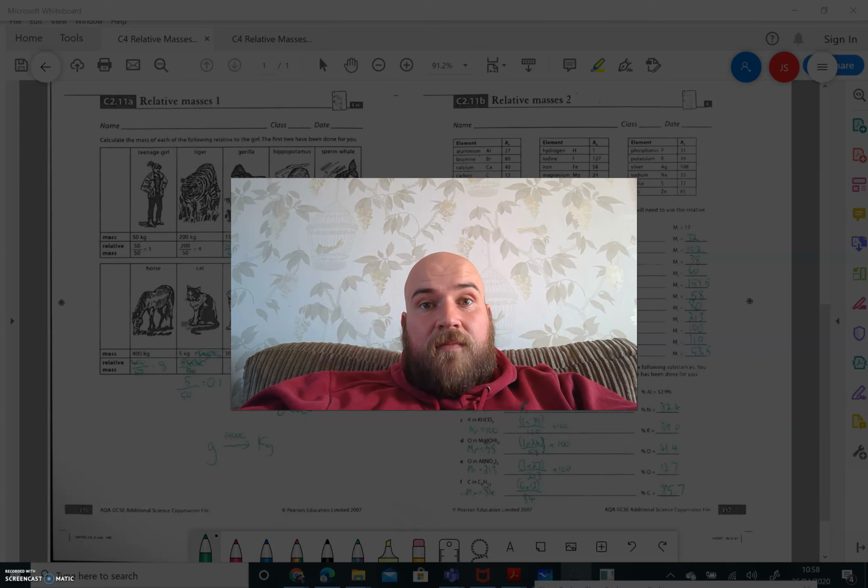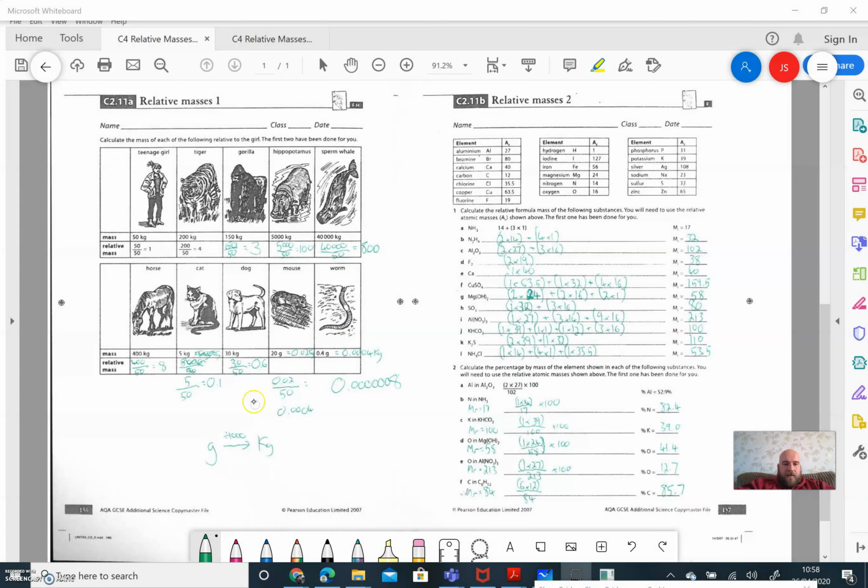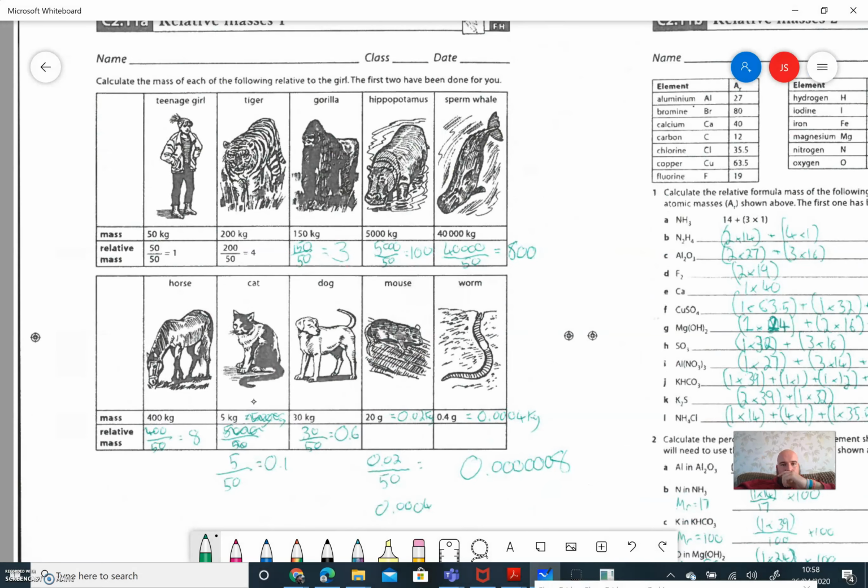So let's have a look at the mark scheme then, and I'll do a couple of walkthroughs as to how those answers were arrived at. So just shrink the screen. So again, this first task, as we discussed last week, you simply had to work out what all these animals weighed in terms of teenage girls. So a teenage girl weighs 50 kilograms. So what do all these animals weigh?